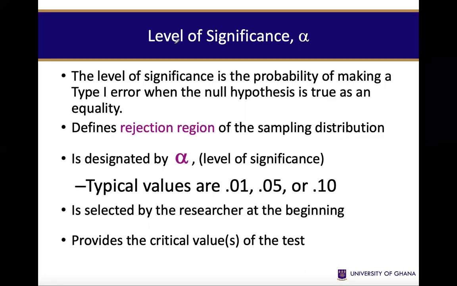Mostly we use values such as 1% or 0.01, 5% or 0.05, or 10%, which is actually 0.1. The level of significance is selected at the beginning, so you would know about it as we move on, and it helps you have an idea about what we term the critical value of the test. You'll get to understand all of this when we are doing more examples with regards to hypothesis testing.